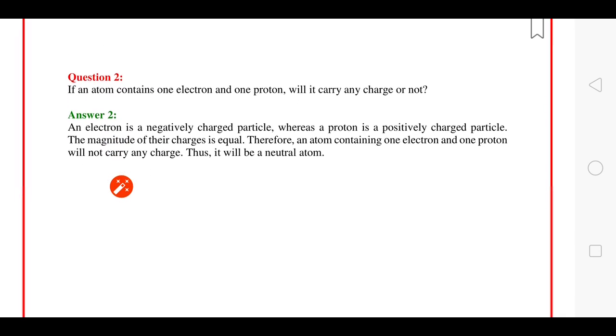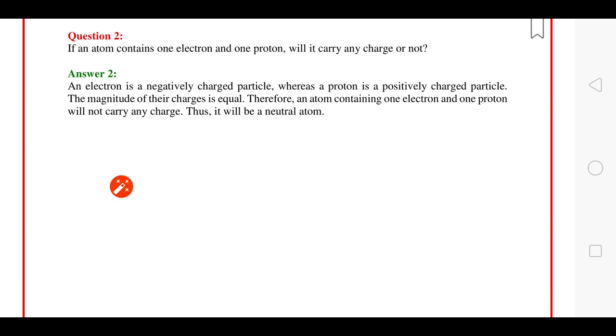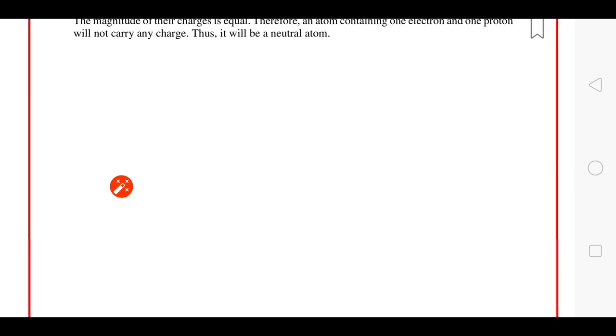Second question is, if one atom contains one electron and one proton, will it carry any charge or not? The answer is an electron is a negatively charged particle, as we know, whereas a proton is a positively charged particle. The magnitude of their charges is equal. Therefore, an atom containing one electron and one proton will not carry any charge. Thus, it will be a neutral atom.